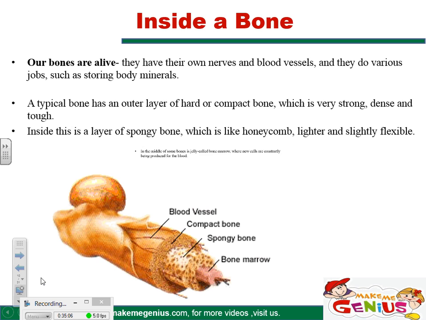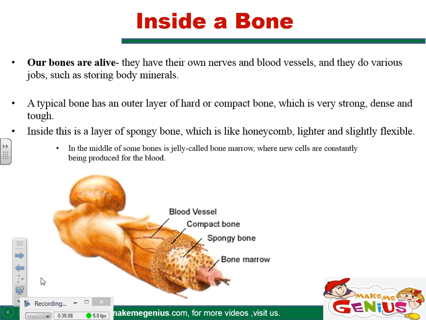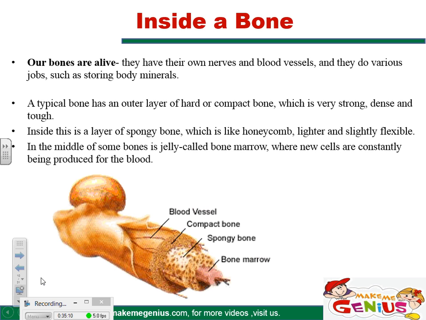And in the middle of some bones is a jelly called bone marrow. If you ever watch Good Morning America, Robin had bone marrow cancer, and her sisters donated bone marrow to help her stay alive, and that's that jelly. And that is produced for your blood.